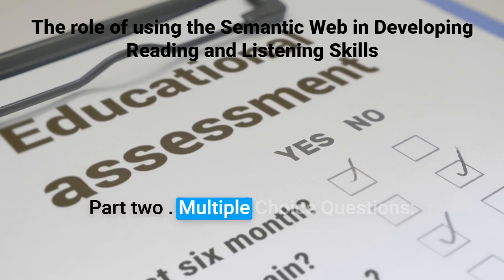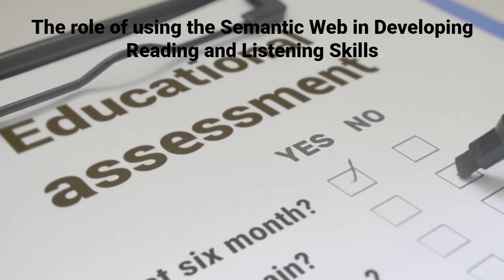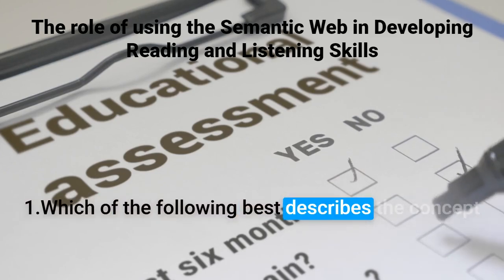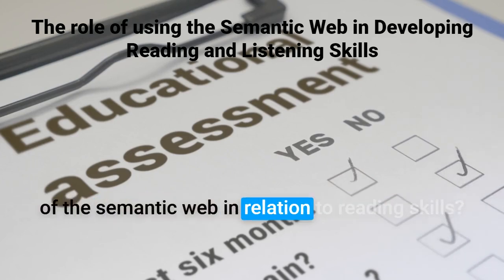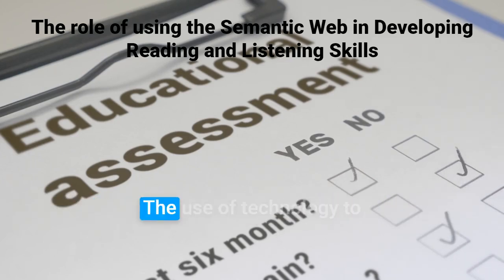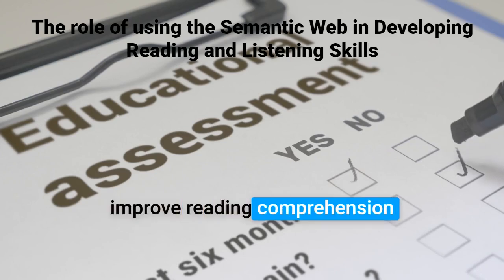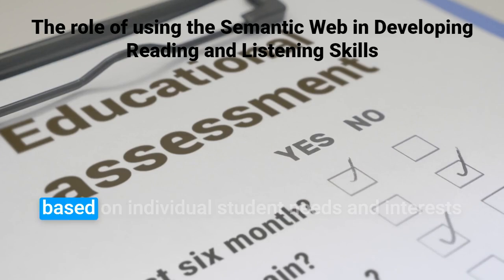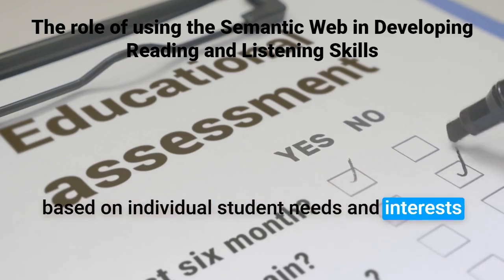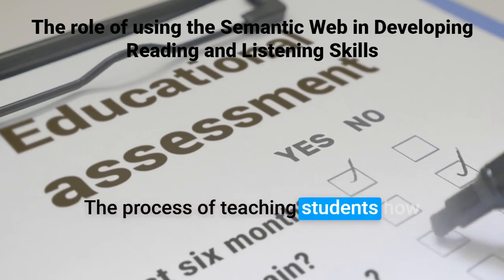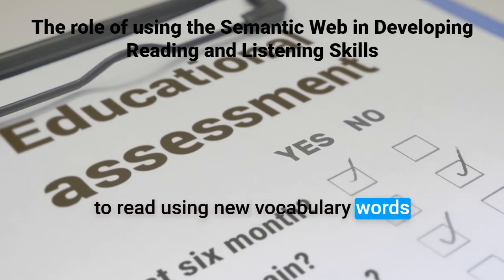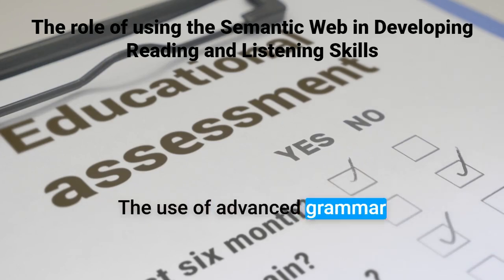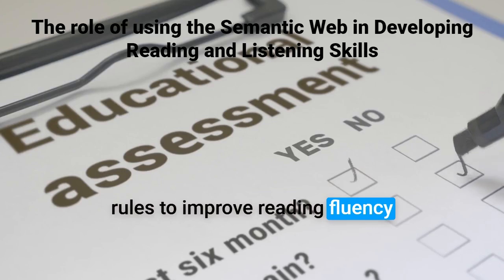Part 2. Multiple choice questions. 1. Which of the following best describes the concept of the semantic web in relation to reading skills? A. The use of technology to improve reading comprehension. B. The ability to customize reading experiences based on individual student needs and interests. C. The process of teaching students how to read using new vocabulary words. D. The use of advanced grammar rules to improve reading fluency.